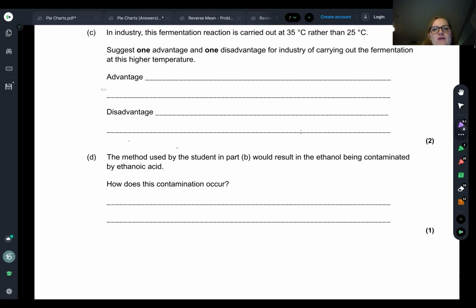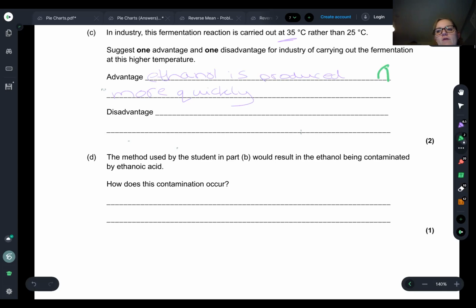So if we think about it, what's an advantage of doing it at a high temperature? Well, you're going to produce the ethanol quicker. So our ethanol is produced more quickly. We know the hotter something is, the faster the rate of reaction. We heat it up higher, the ethanol is going to be made more quickly. That will get you your 1st mark.